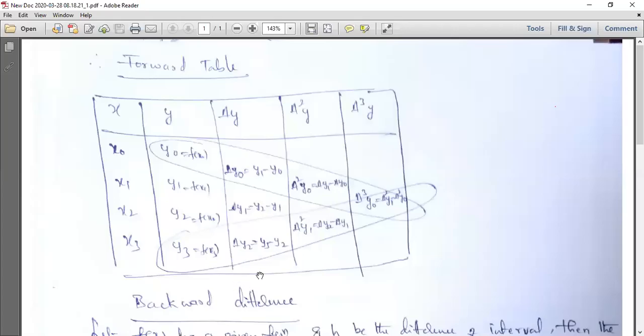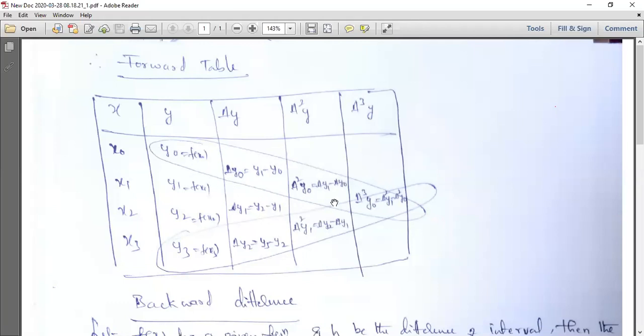Delta y1. Similarly, the third order finite difference is represented as delta cube y0, which is equal to the difference between delta square y1 minus delta square y0. Just listen here: the leading entries are said to be the forward leading entries: y0, delta y0, delta square y0, delta cube y0.